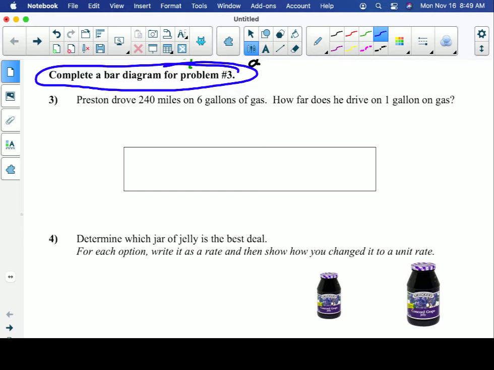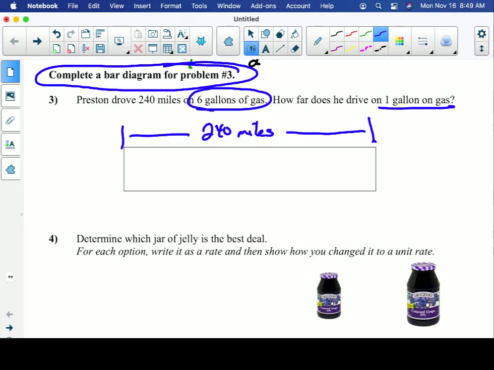Preston drove 240 miles on 6 gallons. So 240 miles with my units is my total amount. And that was for 6 gallons. But I want to know how much it is for just 1 gallon. So I'm going to divide this up into those 6 gallons.